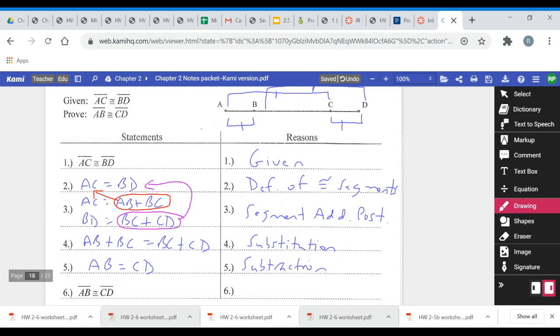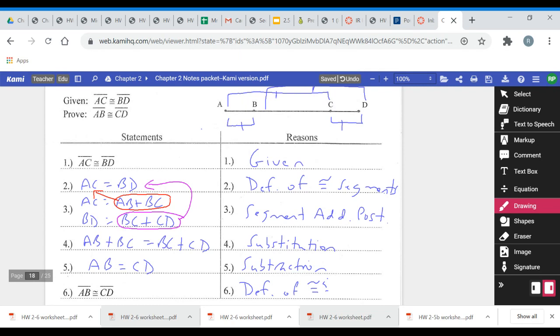All right, and from there, you can see they already filled in line 6 for me. I'm switching from the equal sign back to the congruent sign. And so that is definition of congruent segments. And that's it for that one.